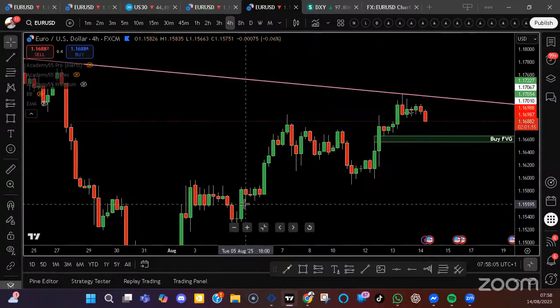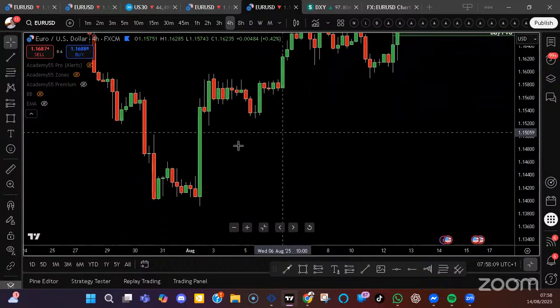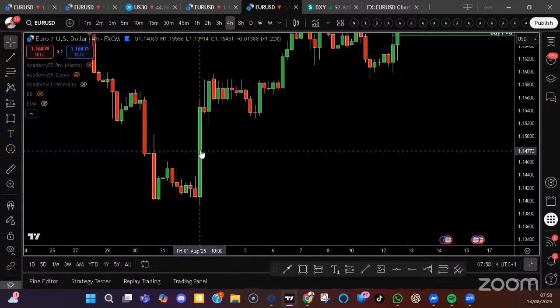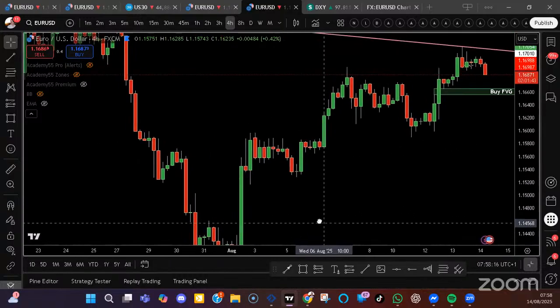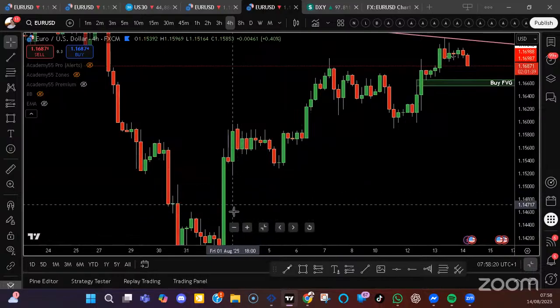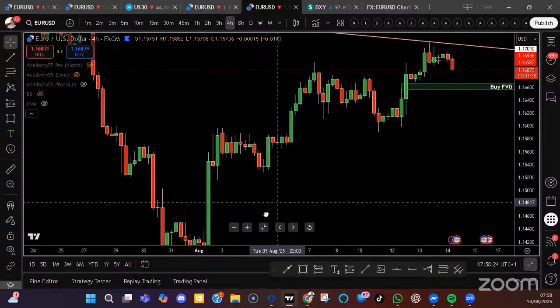And we've got imbalances down here as well. So we've got a really big imbalance created on Friday, the 1st of August. So is price meaning to go and equalize itself by doing all that? It will in time, but when remains to be seen.